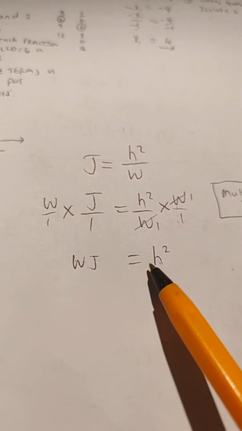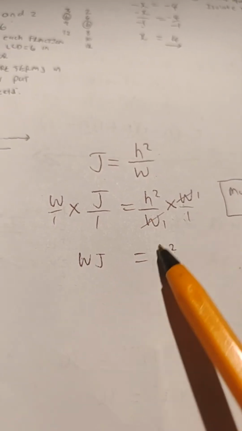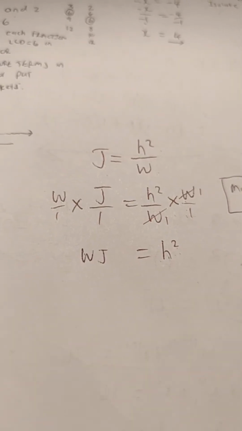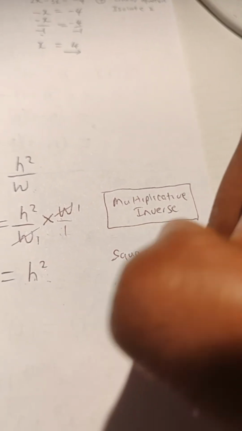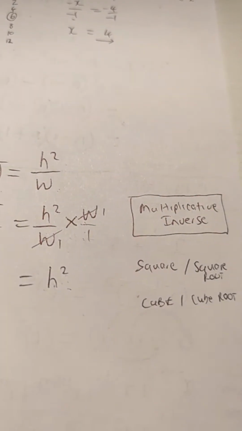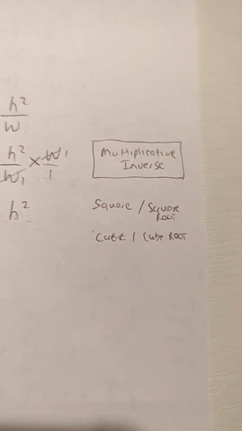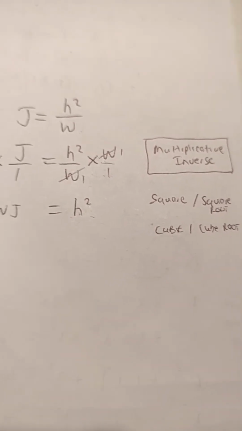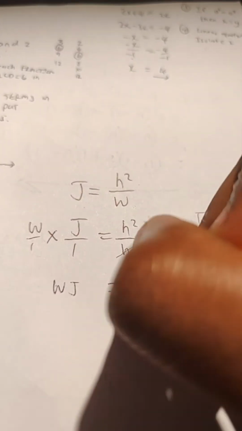So the question is, what do we apply to a square in order to get rid of it? Because whatever we do to this here, we're going to have to do on the other side. The square has an inverse that we call the square root. A cube has an inverse called the cube root. Any other exponent will have its inverse root. Are we together? So I have h squared. This guy needs to go. So what we do, we take the square root.